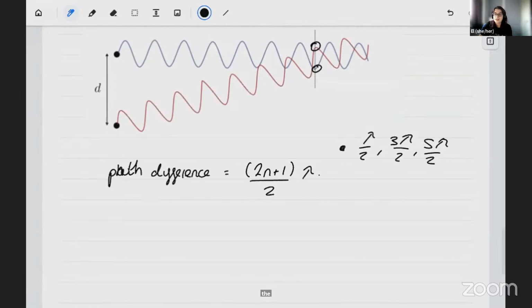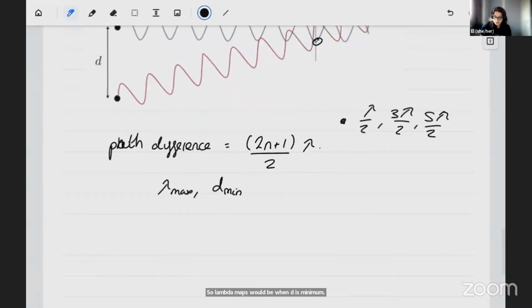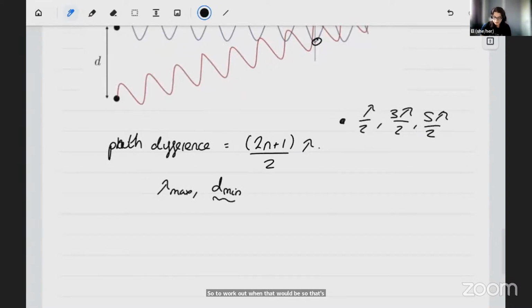wavelength is going to be given by, so we need to work out what d min is. To find the maximum wavelength, that would coincide. So lambda max would be when d is minimum. So to work out when that would be, let's work out when d minimum would be. And in this case, we're going to say that the path difference is of the same order of magnitude as d, so that I can use this equation here, which is the equation I'm familiar with.